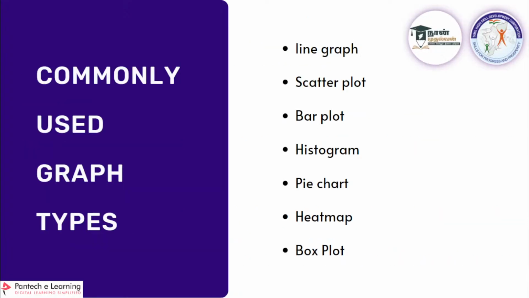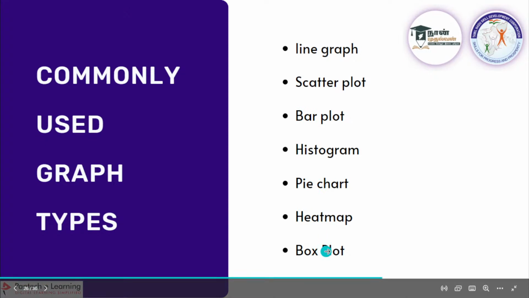And these are the commonly used graph types. You would have gone through them. There are some other things also, but these are the most common graph types: line graph, scatter plot, bar plot, histogram, pie chart, heat maps, and box plot.